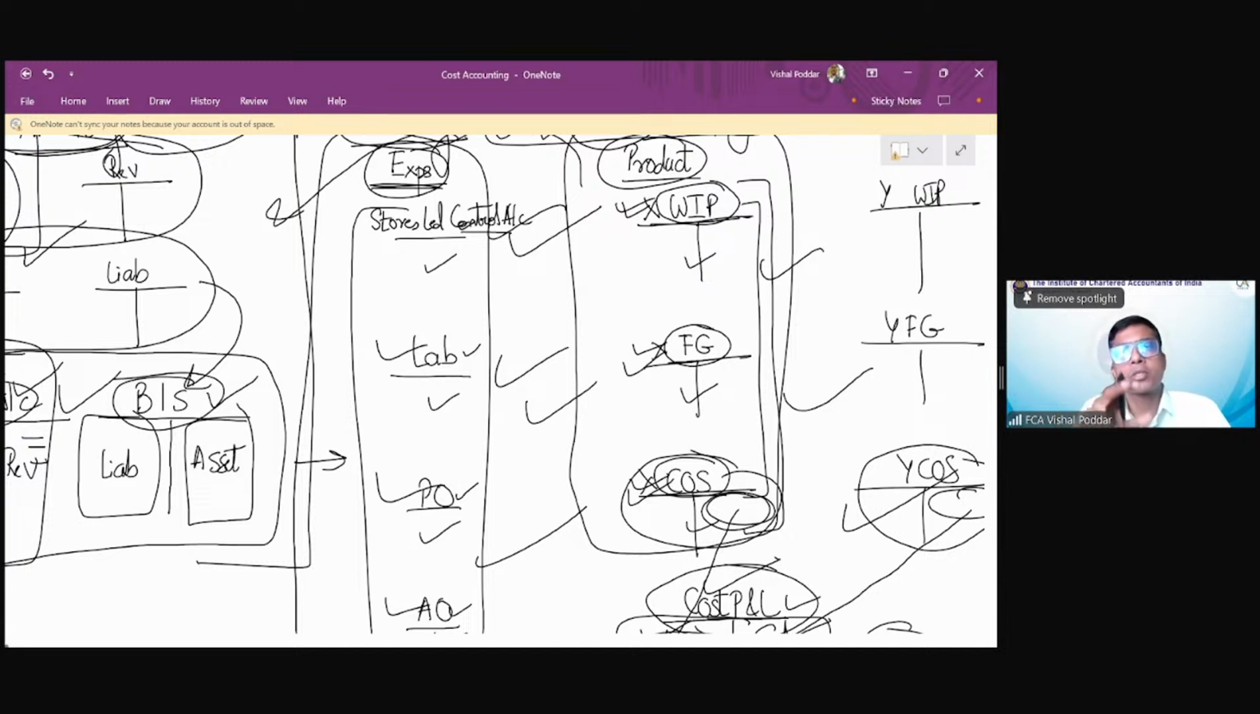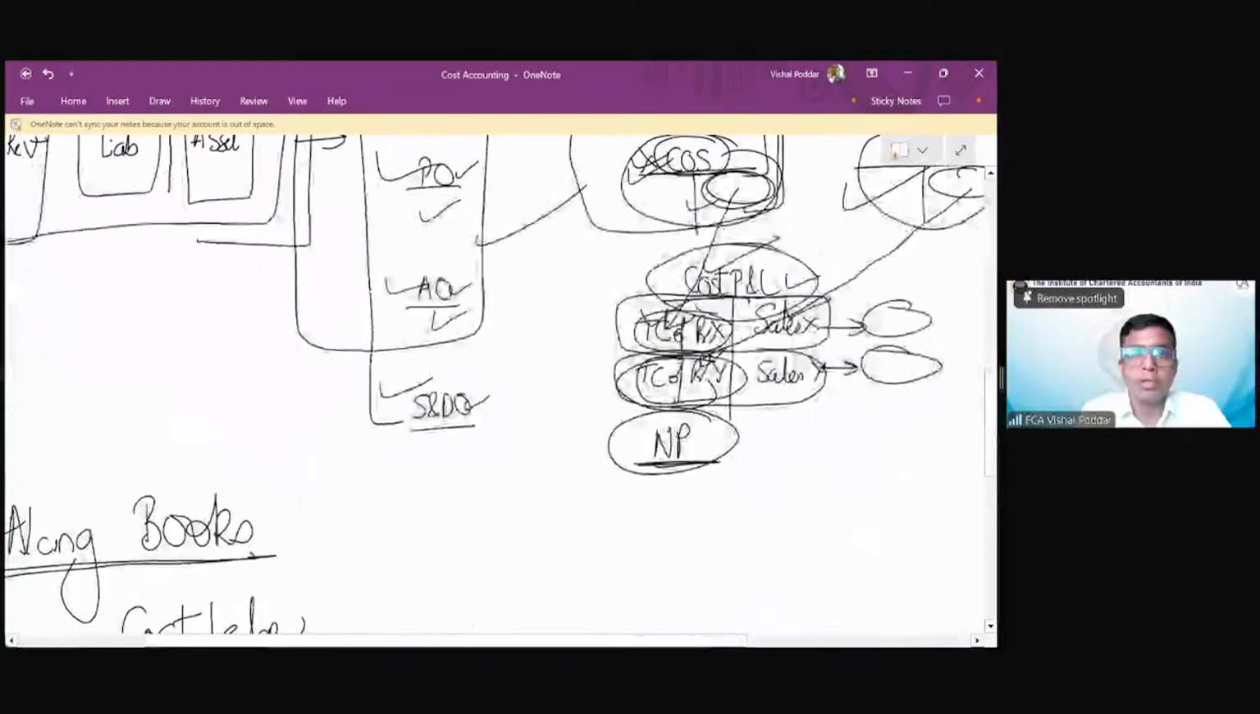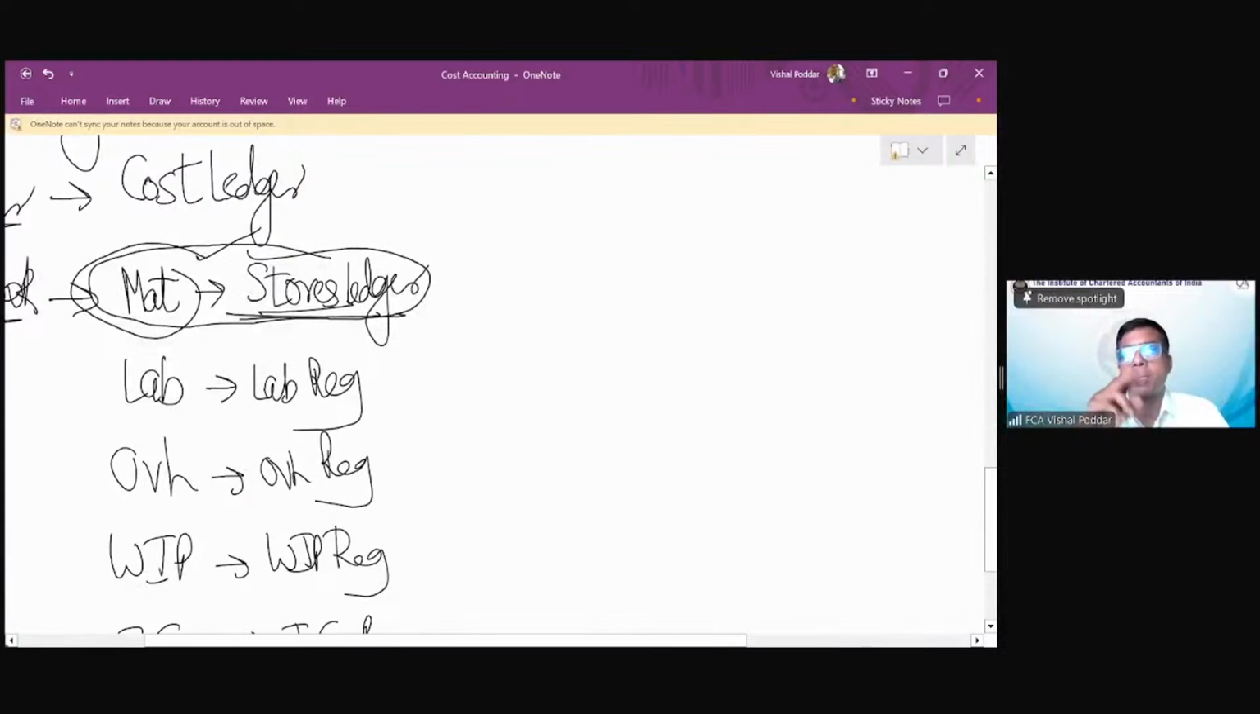Similar to that, you have this concept of control account. So wherever you are using the word control, you mean to suggest that this is a summary account. If anybody wants to see the detail of each material separately, they'll have to go to the stores ledger.